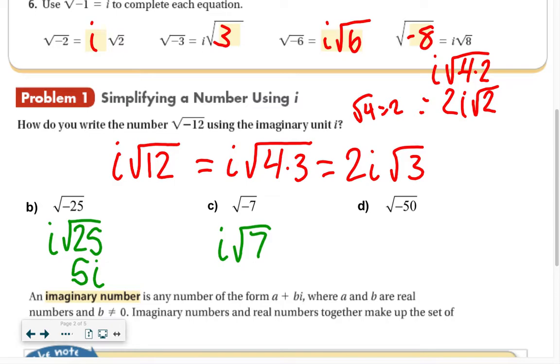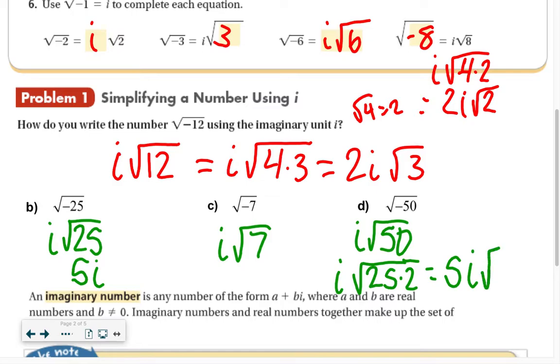Okay, what about this last one, D? Take out i, so I have i square root 50. Then what? Take out 50. 50 becomes 25 times 2. And then take out 5 out of 25. 25 is our perfect square, so I can pull 5 out. So 5i square root 2.